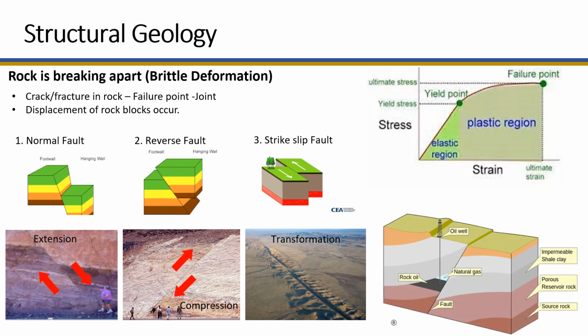In the oil and gas industry, faults are a significant contributor and one of the primary mechanisms for trapping hydrocarbons. This occurs when an impermeable shale layer acts as a barrier, preventing the upward migration of hydrocarbons along the fault line.